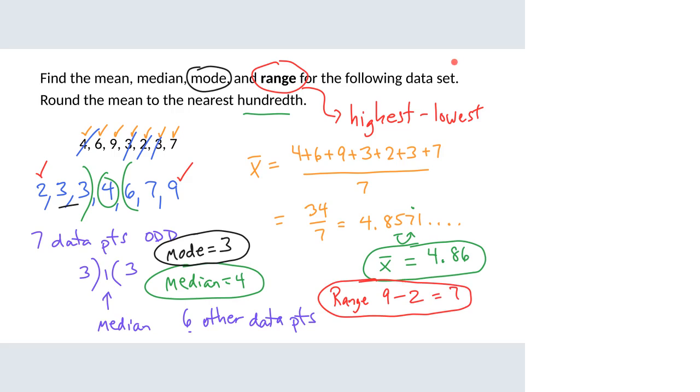So we were asked to find 4 things here: the mean, the median, the mode, and the range. The mean was 4.86, the median was 4, mode was 3, and the range was 7. And those are our measures of central tendency for this particular data set. Does anybody have questions on anything that we did there to find those values as far as the measures of central tendency is concerned?